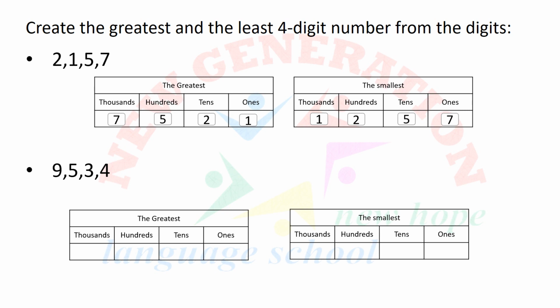Solve it by yourself. Pause the video. Okay, I think you all got that. I will put the 9 inside the thousands, 5 inside the hundreds, 4 inside the tens, 3 inside the ones to create the greatest number from 4 digits. The smallest, I will put the 3 inside the thousands, 4 inside the hundreds, 5 inside the tens, 9 inside the ones.